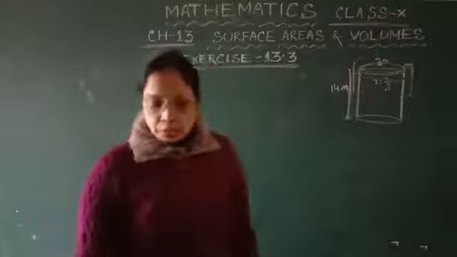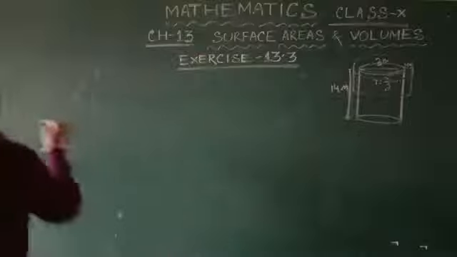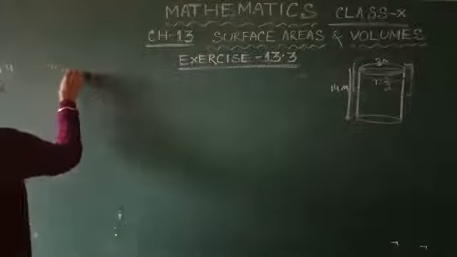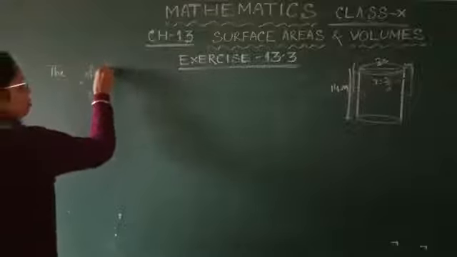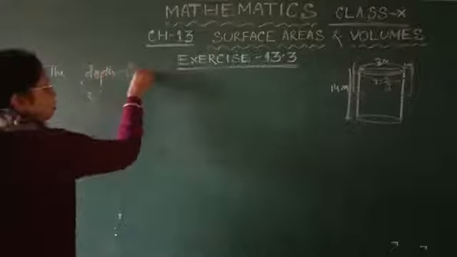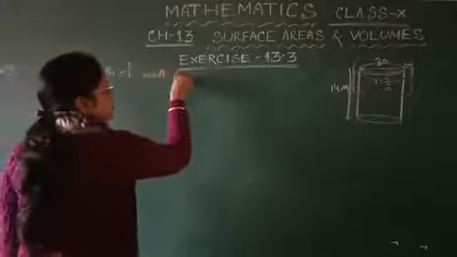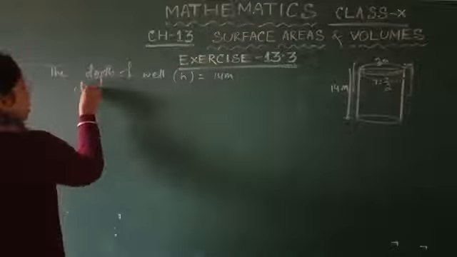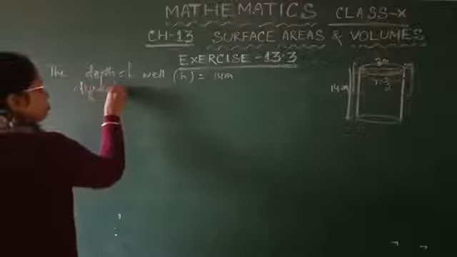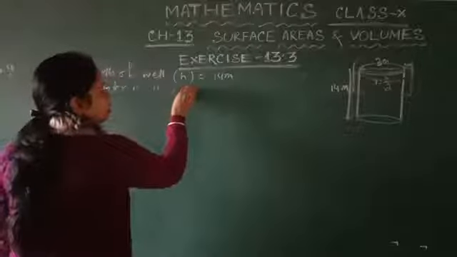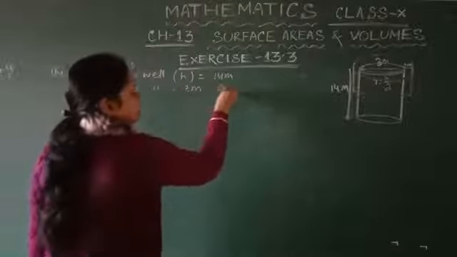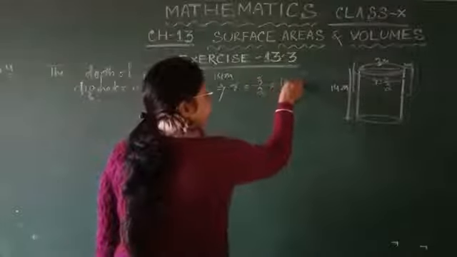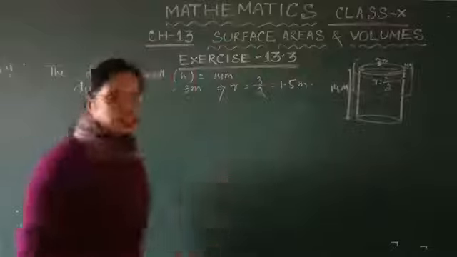Okay, so now see according to the question, this is question number 4. The height or the depth of the well, that is h, is equal to 14 meter. The diameter of the well is 3 meter. So this implies the radius is equal to 3 upon 2, that is 1.5 meter.